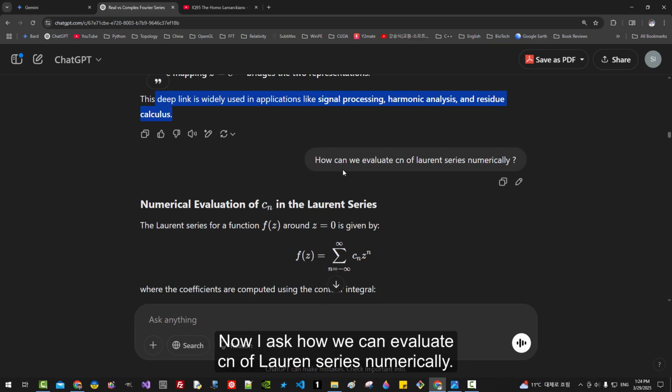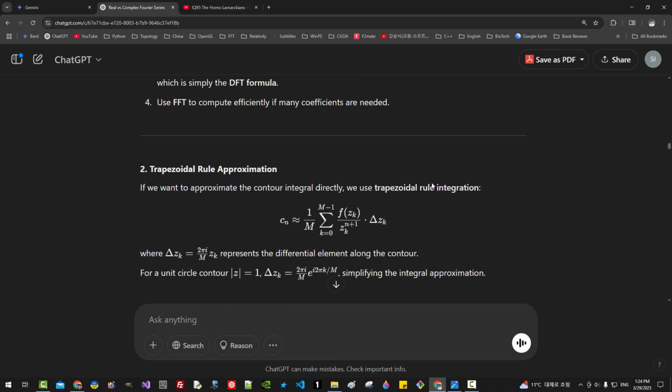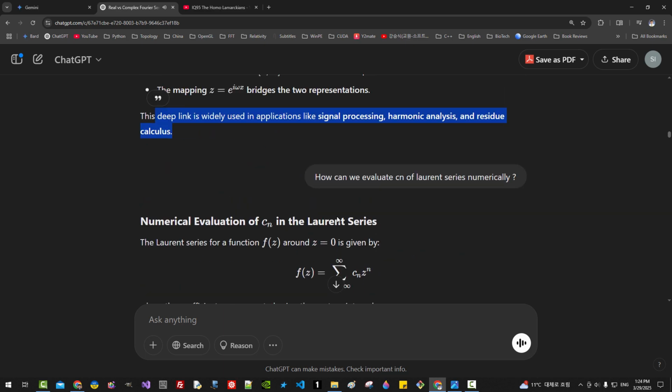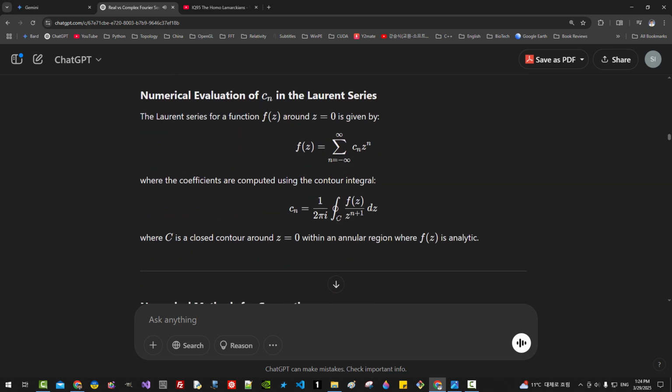Now, I asked how can we evaluate Cn of the Laurent series numerically. To this, ChatGPT answers: numerical evaluation of Cn in the Laurent series. The Laurent series for a function f of z around z equals 0 is given by f of z equals the sum from n equals negative infinity to infinity of Cn z^n, where the coefficients are computed using the contour integral Cn equals 1 over 2 pi i times the contour integral over C of f of z over z^(n+1) dz, where C is a closed contour around z equals 0 within an annular region where f of z is analytic.